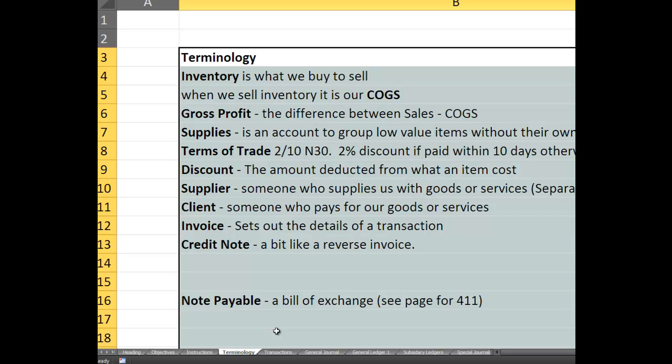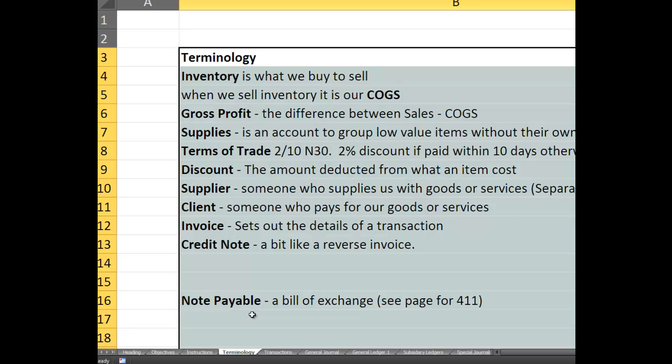A note payable is much like an account payable, and a note receivable is the other side of the note payable. If you have a note payable in one person's books, there's a note receivable in someone else's books. And the note receivable is just like an account receivable, but it has a bit more security, and it has a few other advantages.